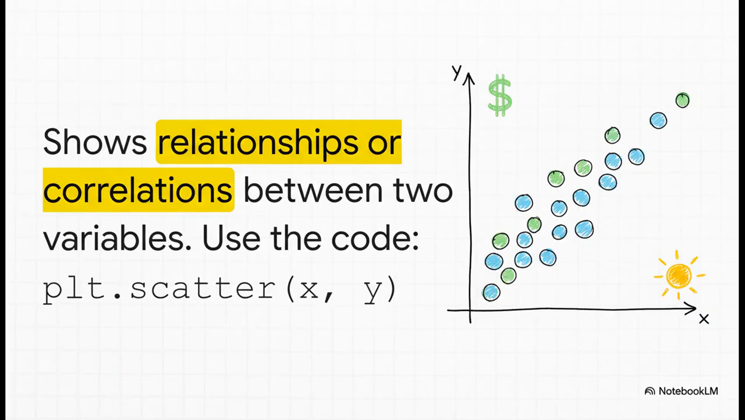Next, we've got the scatter plot. This one's a bit different. Instead of connecting the dots with a line, it just puts a little marker at each data point. It's perfect for playing detective and seeing if there's a relationship or a correlation between two different things. Like, do people buy more ice cream when the temperature goes up? A scatter plot will show you that relationship.